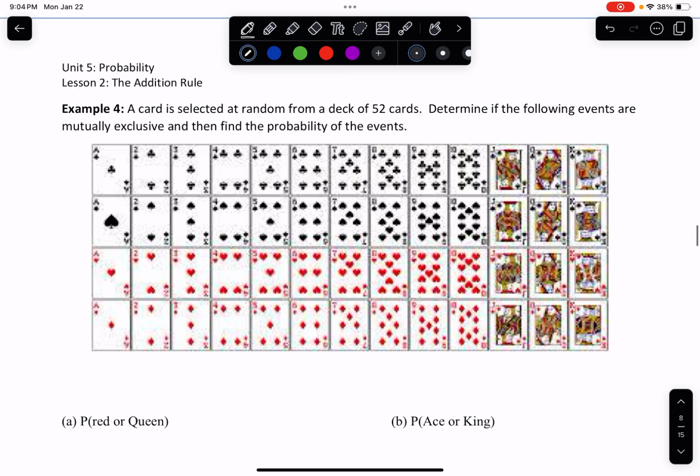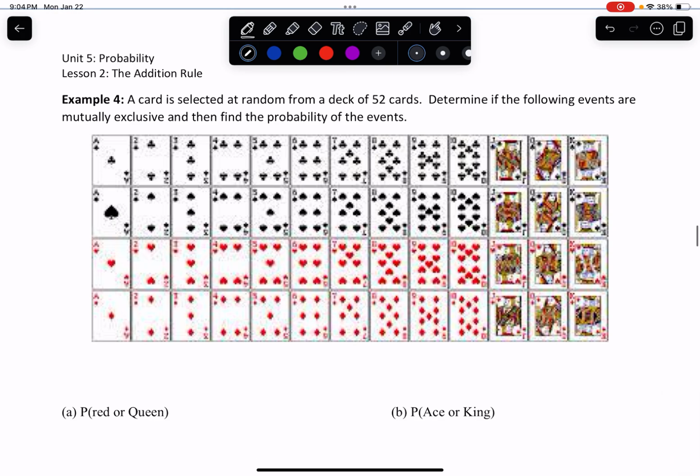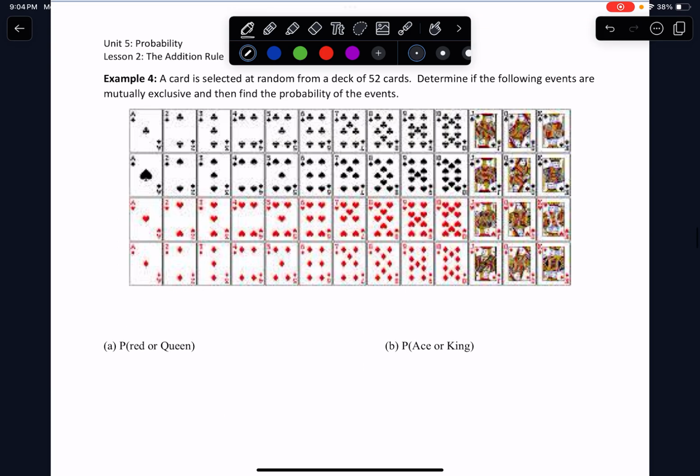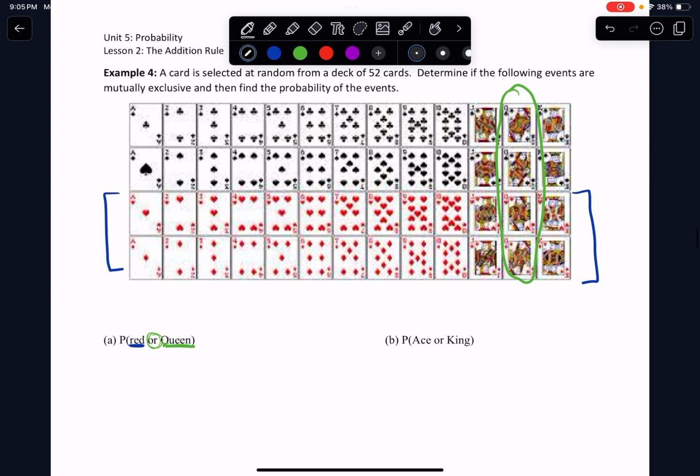We have a deck of cards. Deck of cards is 52 cards. We're going to determine if the events are mutually exclusive and then find the probability of those events. So the probability of red, that's this half of the deck, or the probability of a queen. There's 4 of those in a standard deck. So we can see there definitely is overlap because 2 of the queens are red. So these are not mutually exclusive.